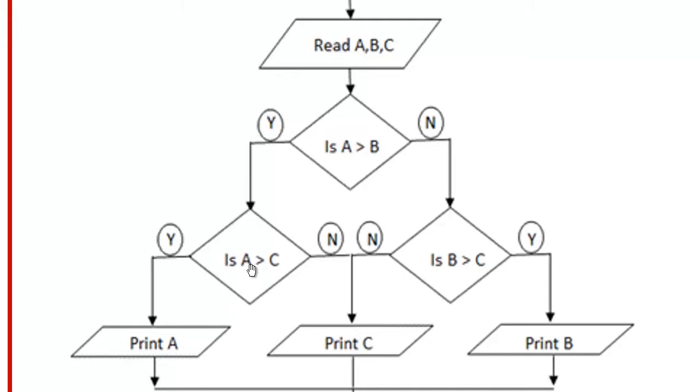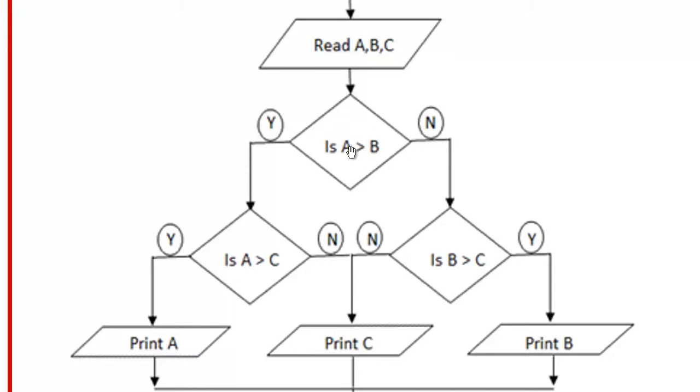Suppose A is not greater than C, then C is the largest number. Since A is already greater than B, now it is less than or equal to C. Here we assume all the 3 values are not equal. So, if A is greater than C is true, it will print A. If it is not greater, that means C is greater. So, it will print C.